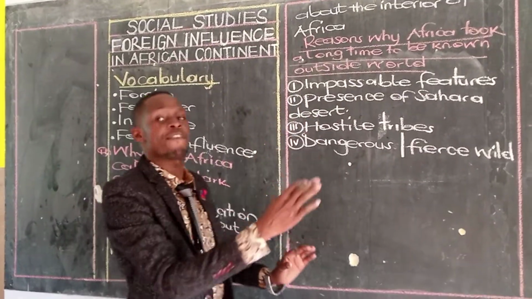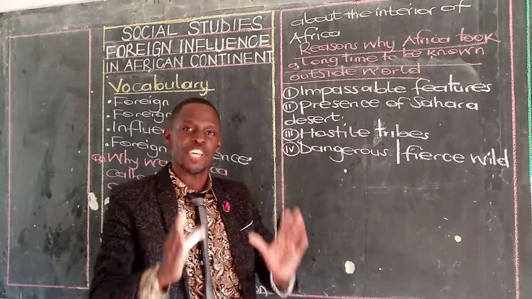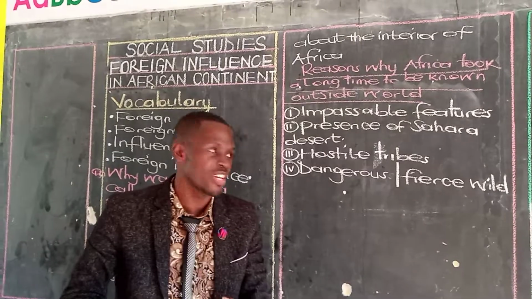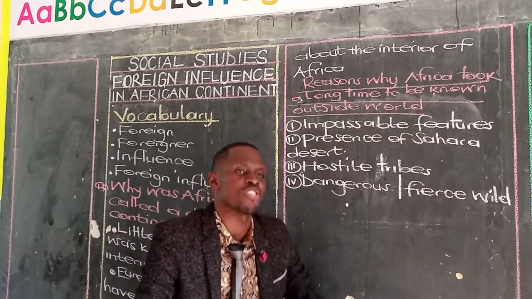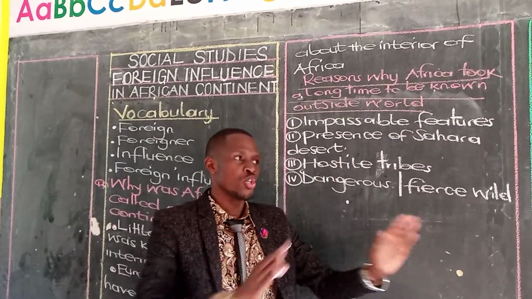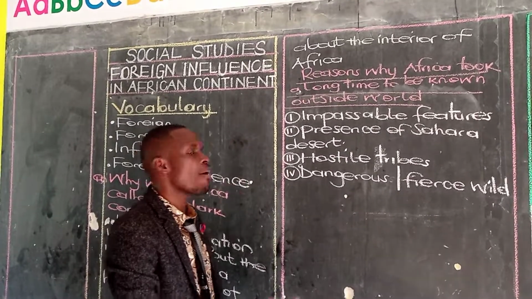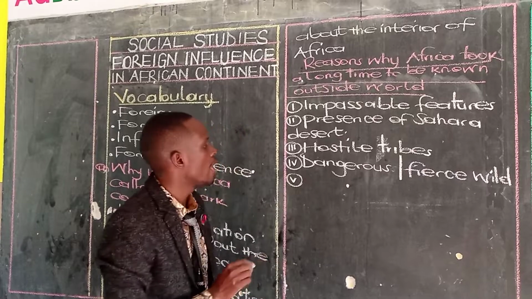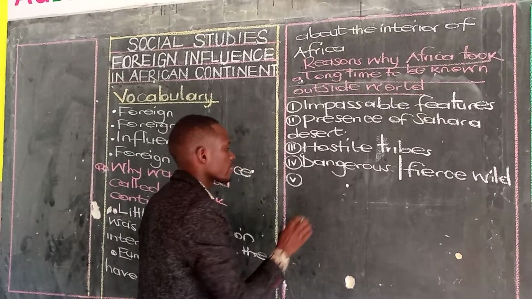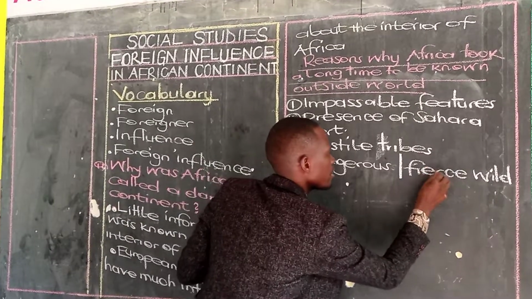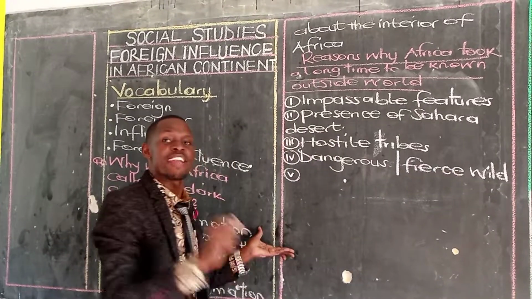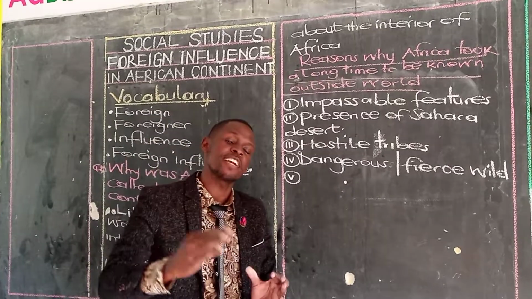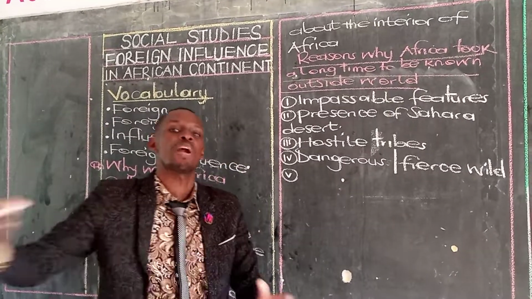The interior of Africa had dangerous or fierce wild animals like lions, tigers, and leopards. These dangerous wild animals also scared away other travelers to the interior of Africa. Then our very last point, boys and girls, is that Africa never had well-defined routes. You can also say that Africa never had clear routes or proper roads.